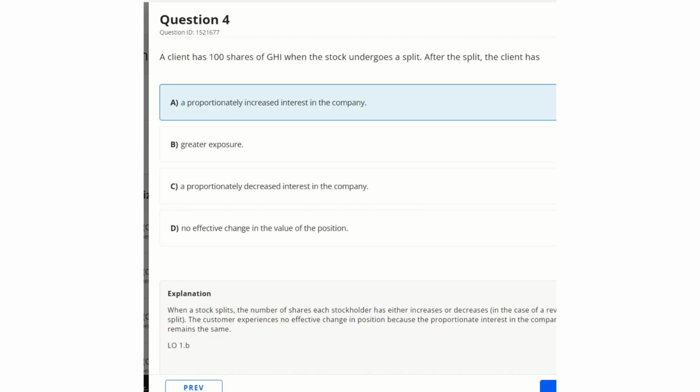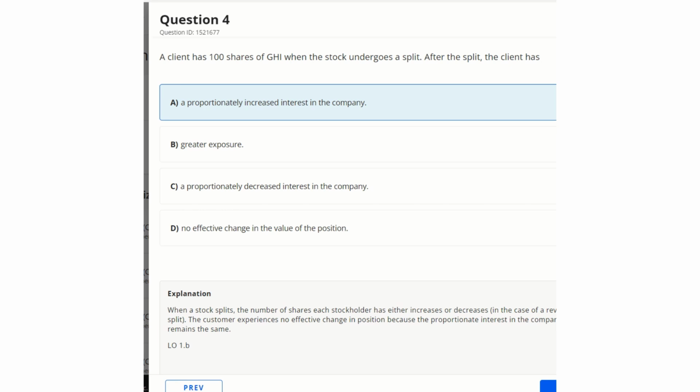So next. The client has 100 shares of GSHI when the stock undergoes a split. After the split, the client has A, proportionally increased interest in the company, B, greater exposure, C, proportionally decreased interest in the company, or D, no effective change in the value of the position.